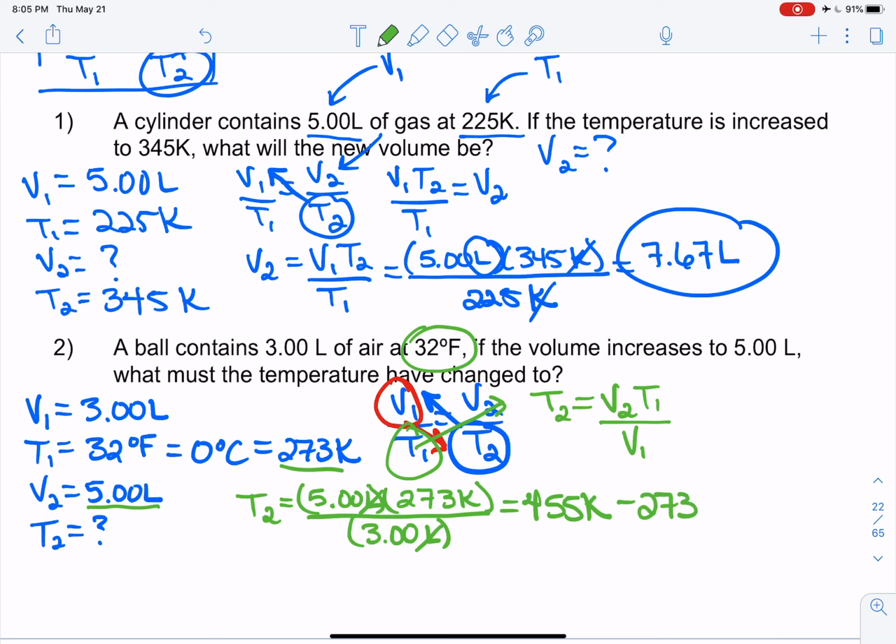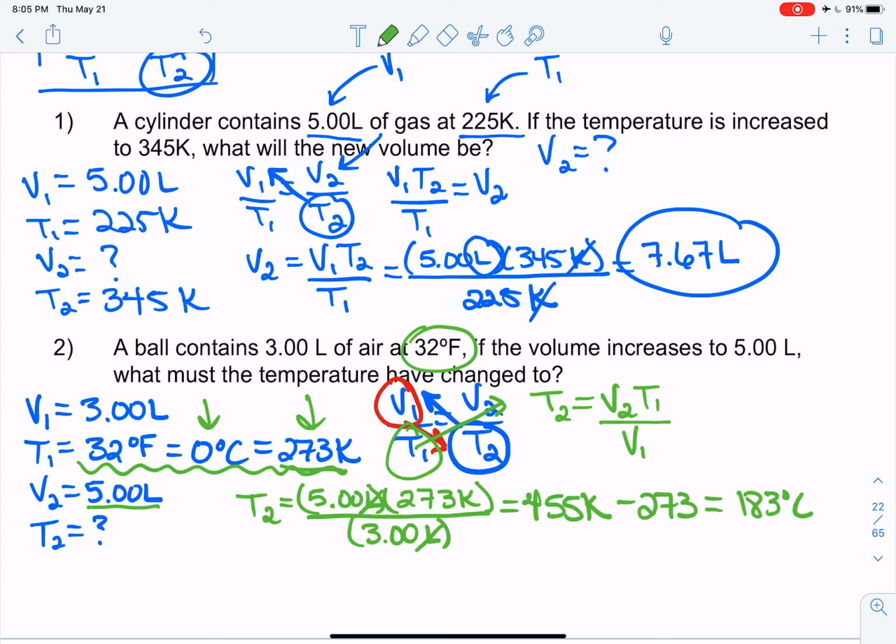273. So over here, what we did when we were going from Celsius to Kelvin was we added 273. So in order to go from Kelvin to Celsius, we got to subtract 273. So that is going to give us 182 degrees Celsius. Now we're not quite done yet. We got to get back to Fahrenheit.